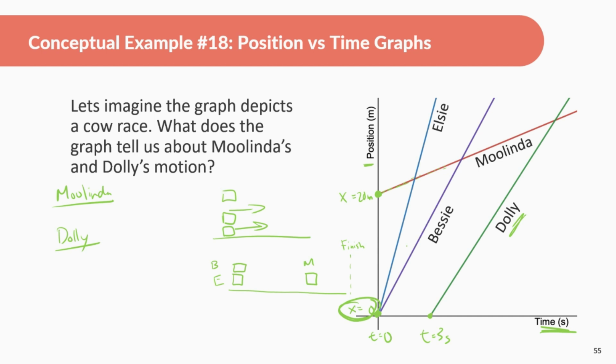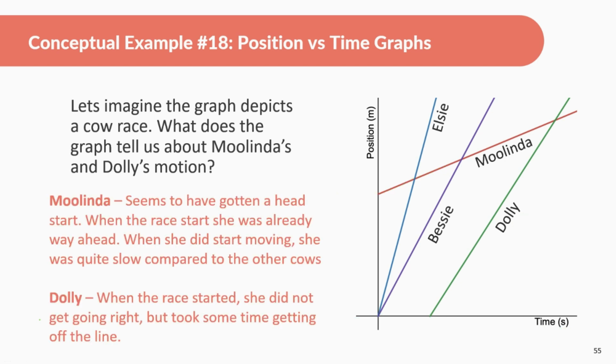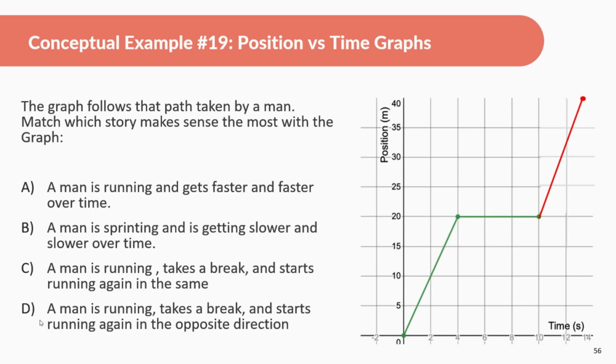Okay, let's see what explanation I gave in the note. I'm going to clear all ink on the slide. Moolinda seems to have gotten a head start. When the race started, she was already way ahead. When she did start moving, she was quite slow compared to other cows. Dolly, when the race started, did not get going right, but took some time getting off the line. Okay? All right, let's continue.